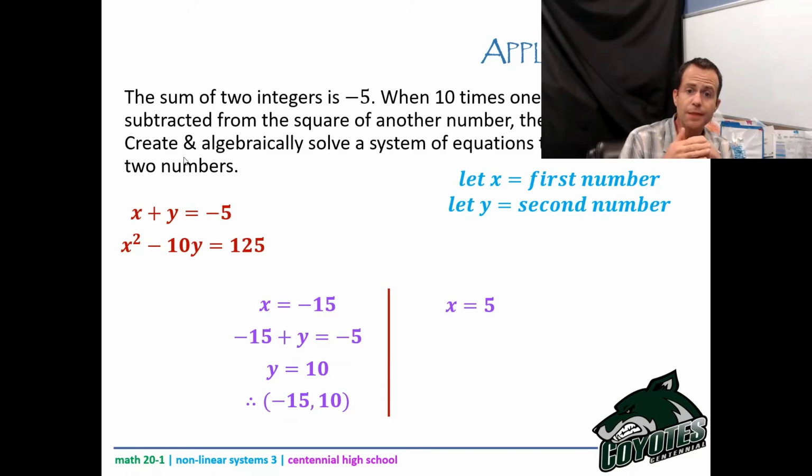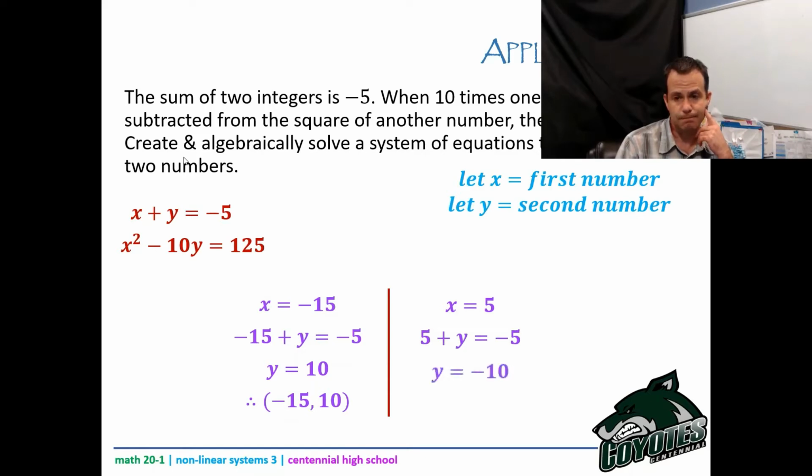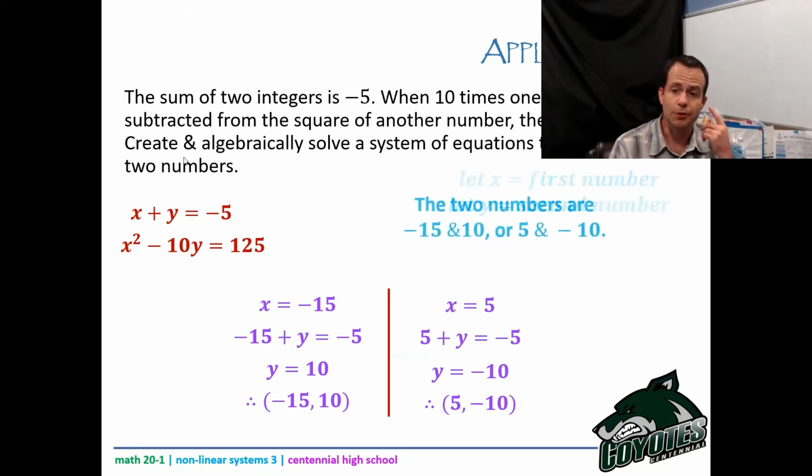Then I'm going to try plugging in 5, and that's going to give me 5 plus y equals negative 5. I'll have to subtract 5 from both sides, and that will give me y equals negative 10. So my other possibility would be positive 5 with negative 10. Now, whenever you are asked a question, a word problem, an application, you need to actually answer the question. So the question is determine the two numbers. So my conclusion is, the two numbers are negative 15 and 10, or 5 and negative 10.